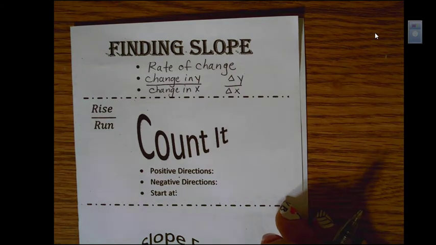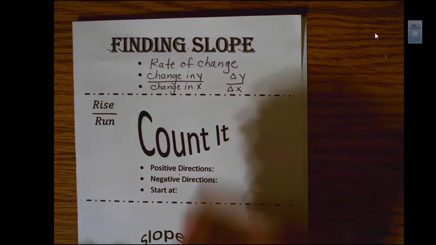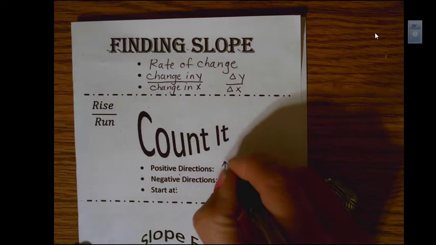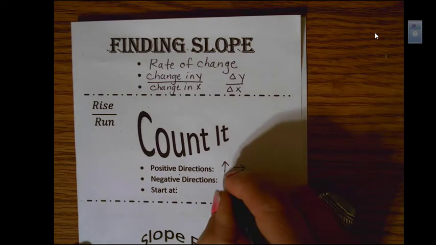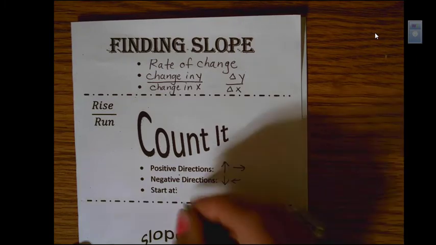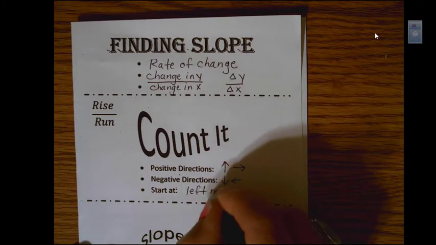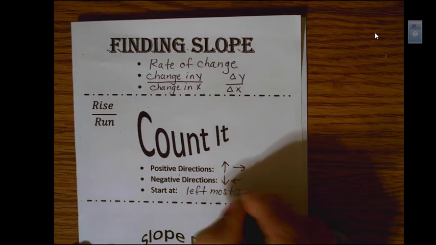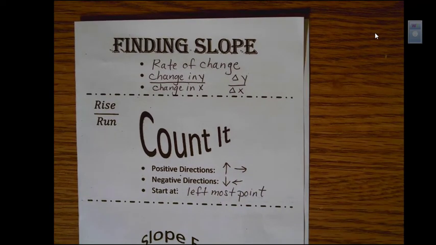And so we are going to count the rise over the run. Now, positive directions go up and to the right. Your negative directions go down and to the left. And always start at the leftmost point. So if you keep that in mind, it'll be pretty easy to find the slope.